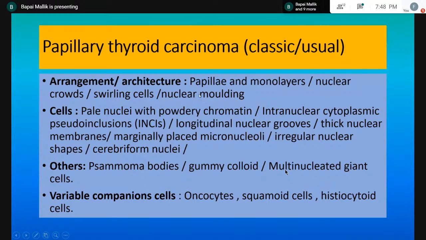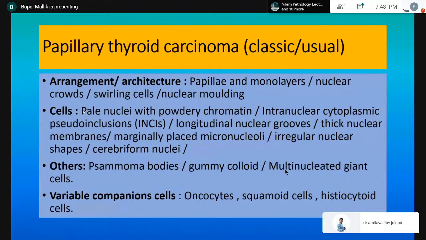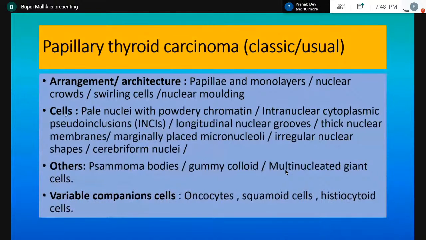nuclear molding. Now, when you look at the cells, this is where the real money is. And most of us diagnose papillary carcinomas based on the appearance of the nuclei. This is the most important thing. And the most common thing that you find in papillary carcinomas is this one. You see nuclei with pale powdery chromatin.